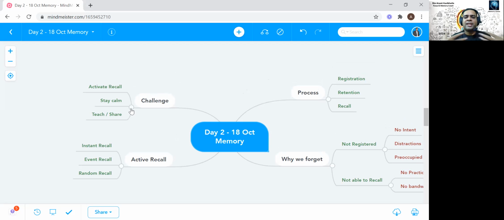Second one is stay calm. When you forget something, instead of getting emotional, instead of getting hyper, just stay calm, and that will actually help you to do a better recall. The moment you get hyper, the moment you get anxious, your mind's energy is spread out, thinned out. So when you stay calm and composed, you'll still have the capacity to come back and check your mechanism.